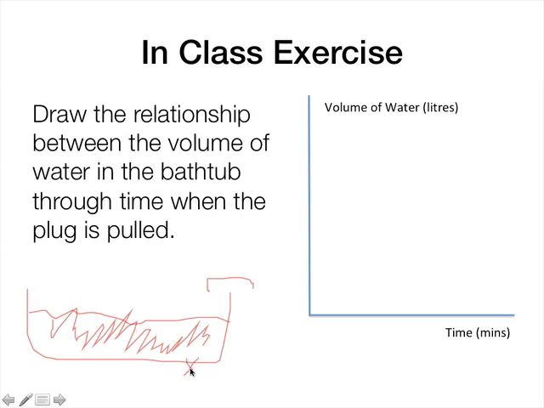the plug is pulled and the water flows out at some rate. Okay? So this is the volume of water as measured by the amount of it in the tub, and time. What's it going to look like? The plug is pulled. The tap is off. Take out your pens and paper, draw what's going to happen. Draw what happens to the relationship between the volume of water in the bath and time. Okay?